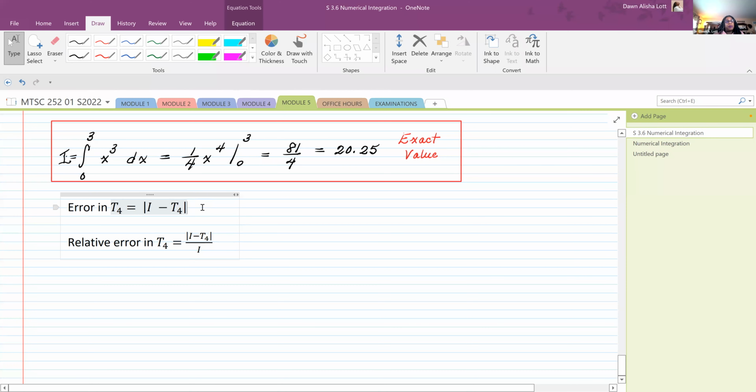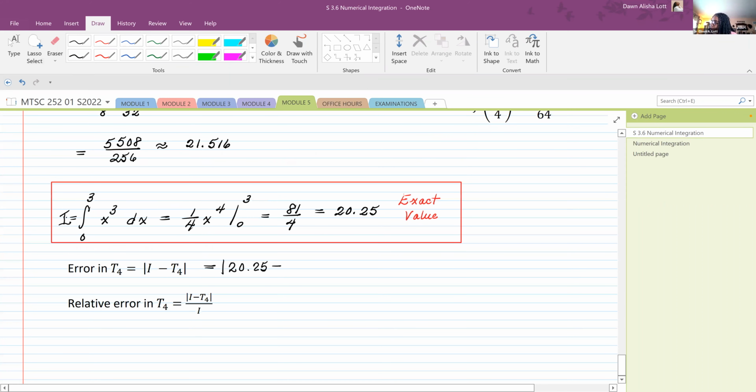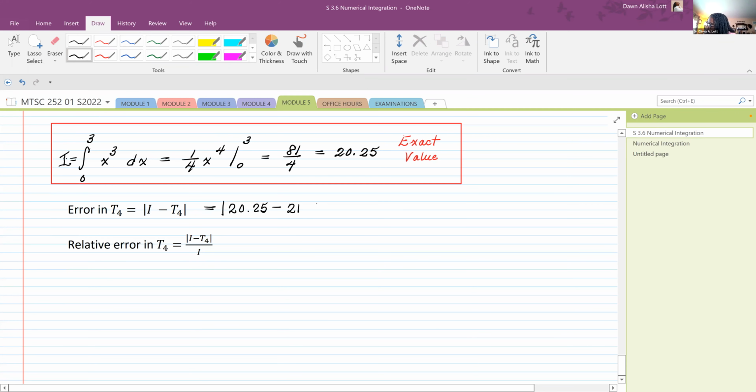So the error in the trapezoidal rule is to take the absolute value of the true value, which is 20.25, and subtract off 21.516. And that value comes out to be 1.266.